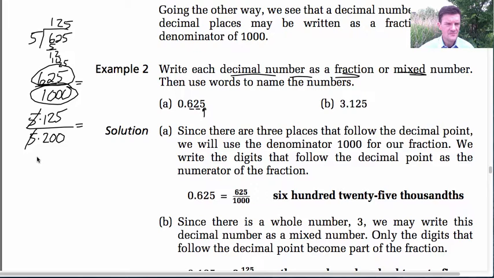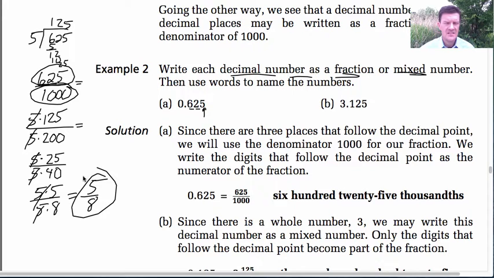125 is 5 times 25. And 200 is 5 times 40. So I can take another 5 out of there. And 25 over 40 can continue to reduce as well. So 25 is 5 times 5, and 40 is 5 times 8. Another 5 can be canceled. And you end up getting 5/8 is your final fraction here for this.